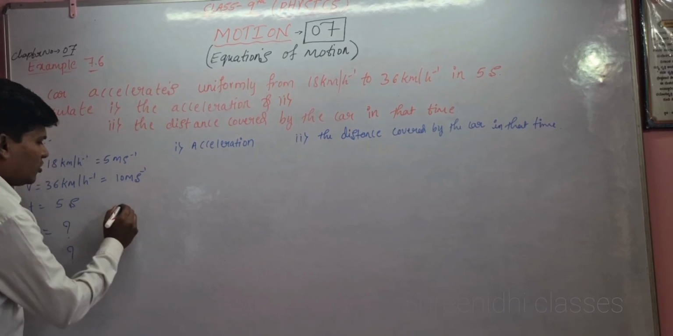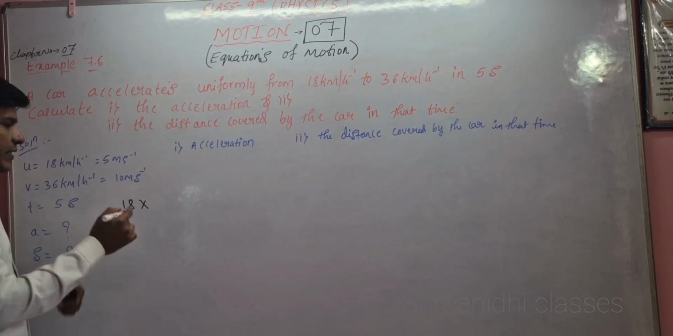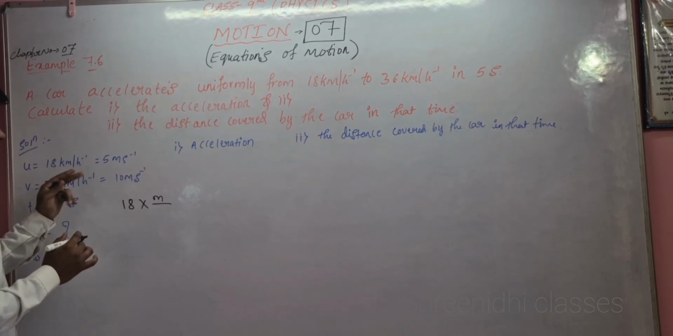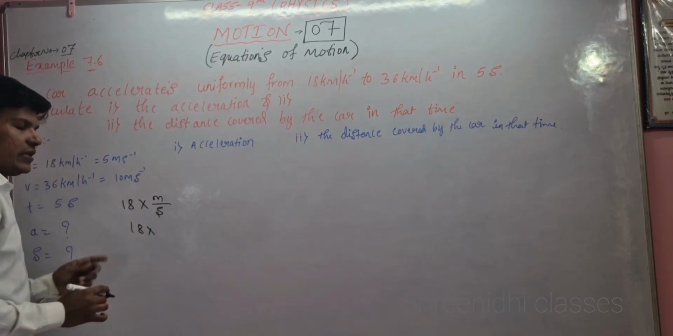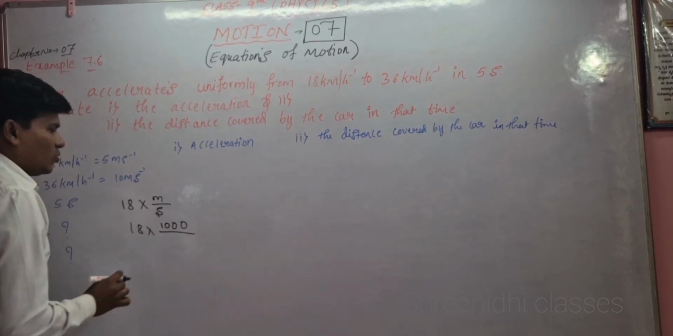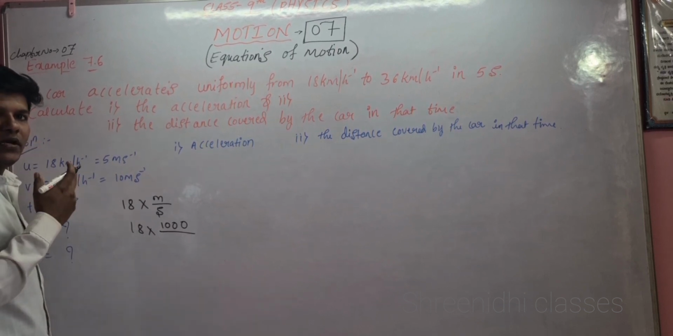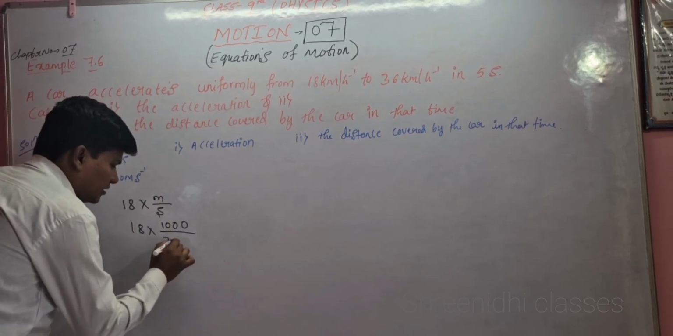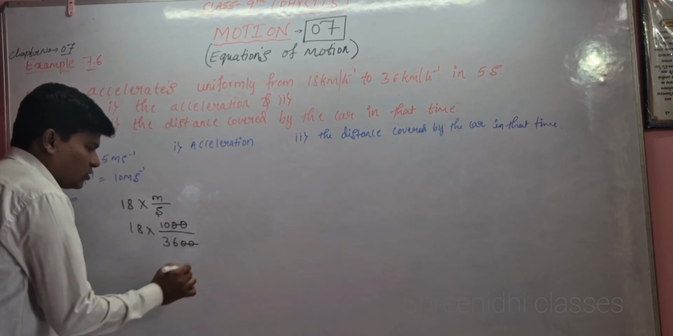Okay. So 18 km per hour, we have to convert it into meter per second. So kilometer to meter and hour to second. That's 18 into 1 kilometer is equal to 1000 meter. The seconds: 1 minute is equal to 60 seconds and 1 hour is equal to 3600 seconds. These two zeros and these two zeros are cancelled.